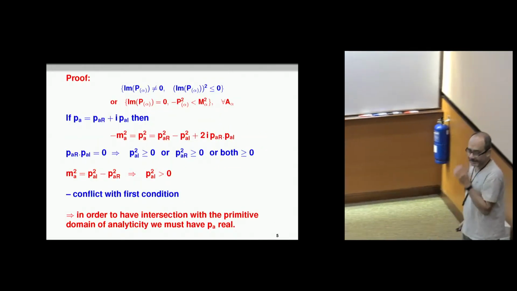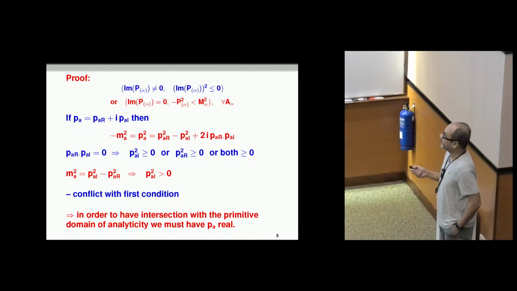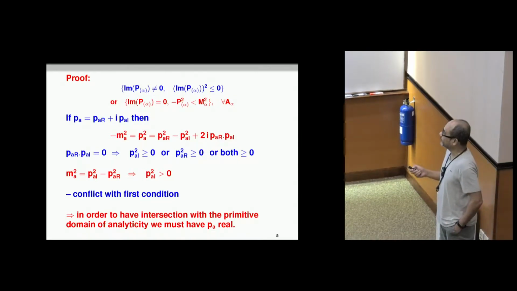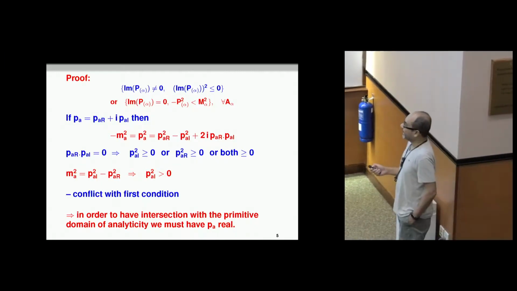Okay. And the proof is reasonably simple. It's kinematics. So let's take the momentum of an external particle, and we denote by P_a^R the real part and P_a^I the imaginary part of that momentum. Then the on-shell condition is P_a squared equal to minus m_a squared. On the other hand, P_a squared we can expand out. And because m_a is real, the imaginary part must vanish. So P_a^R · P_a^I must vanish. And this in turn implies that either P_a^R or P_a^I must be space-like.